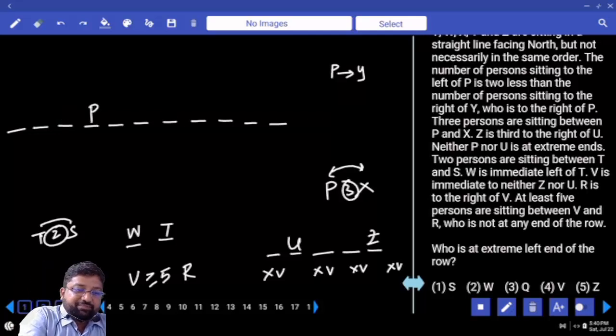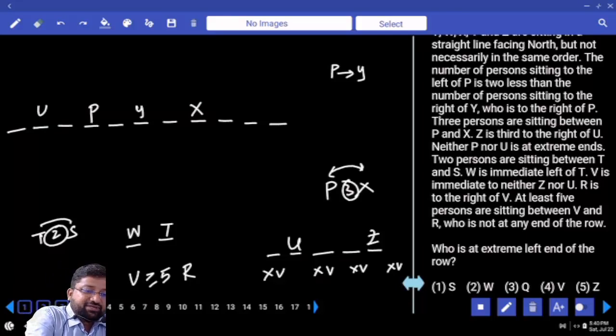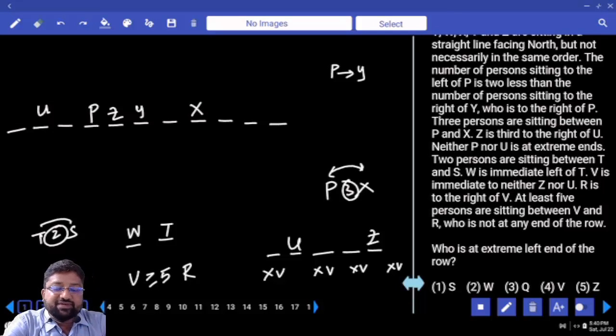This is P, 3 people to the left of P. Right of Y, there should be 5 people. 3 people between P and X on the left side of P is not possible. It should be to the right side. Tell me what are the possibilities for U. Where can I go for U and Z? Can I take U here? 2 persons between U and Z. Is this clear?